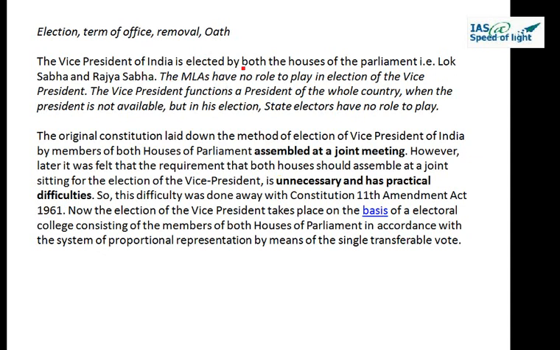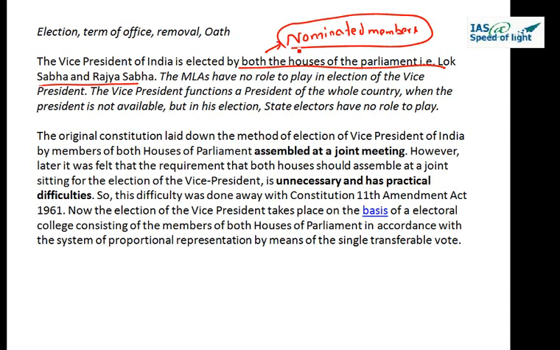The Vice President of India is elected by both houses of parliament, that is Lok Sabha and Rajya Sabha, including nominated members, which was not the case with the president. Nominated members didn't take part in the election of the president. And if you have noticed, when we discussed the process of impeachment, in the voting by the houses which pass the resolution, nominated members also took part in that process of impeachment. But in case of election, nominated members didn't take part. So this is also one factual information which you should remember.